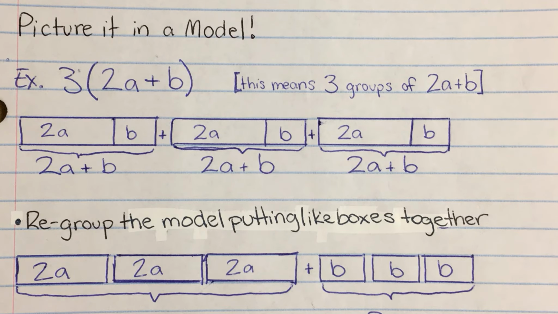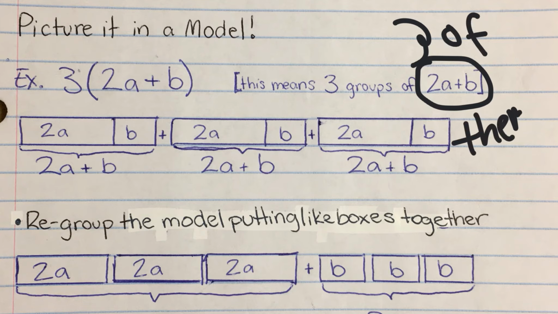So the example we're going to look at, the expression is going to be this. 3 times (2a plus b). And what this really means, if you think about what multiplication means in the first place, is that 3 times (2a plus b) really means that there are 3 groups of 2a plus b. So 2a plus b is its own thing. There are just 3 of them.